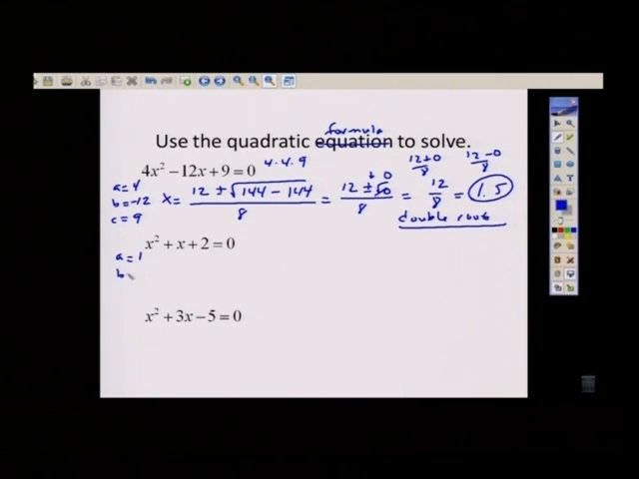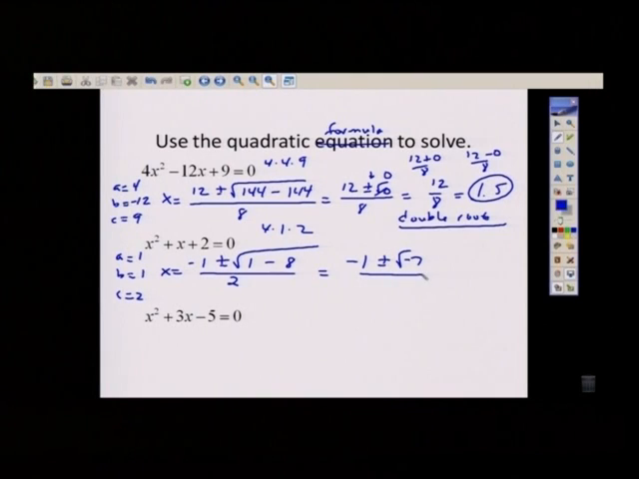Your next one, A was 1, B was 1, C was 2, so x equals negative 1, plus or minus the square root of 1 squared is 1, minus 4 times A times C, which is 8, all over 2 times A. We ended up with negative 1, plus or minus the square root of negative 7 over 2. And if we're in the real number system, there is no square root of a negative number. So this one has no real solutions.